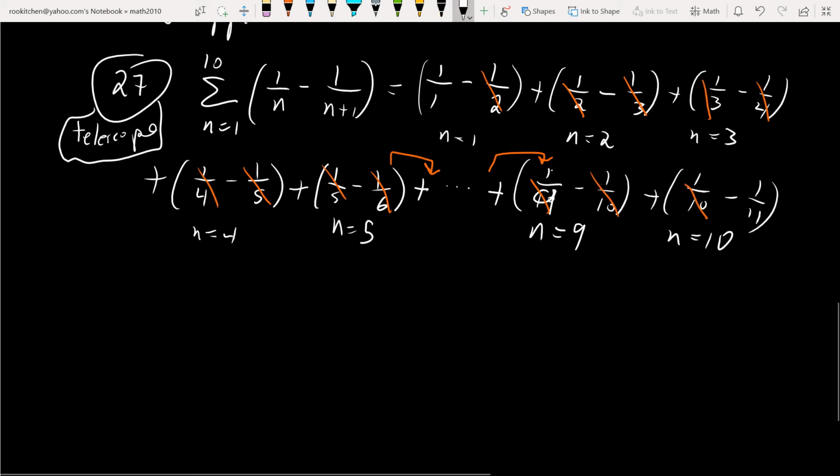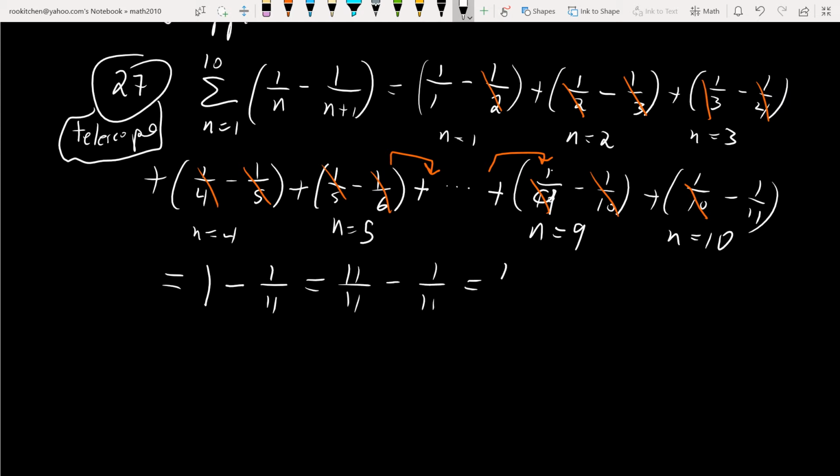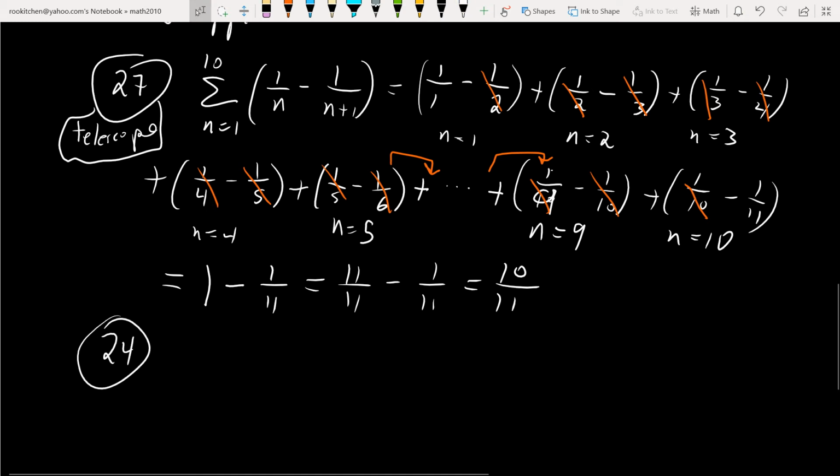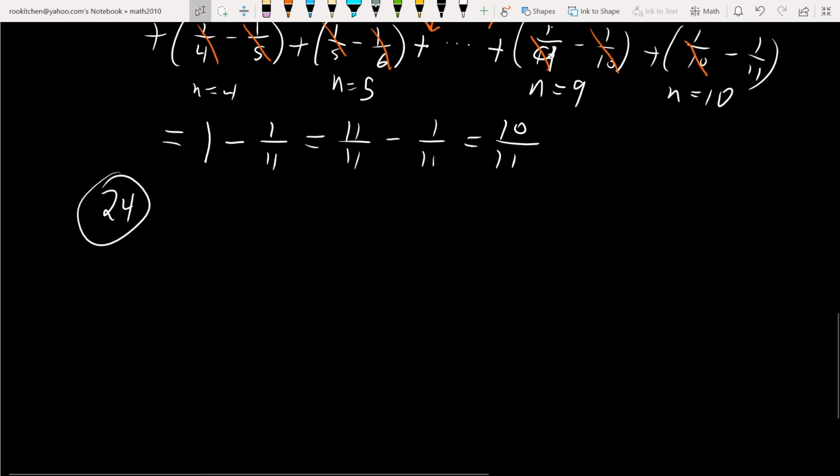And what you're left with is just, in this case, and it doesn't always happen this way, but in this case it did, 1 minus 1 over 11, which is 11 over 11 minus 1 over 11, which is 10 over 11. Okay, so that's a neat one. There are some weird ones, like what do I do when the limits are the same and stuff like that.